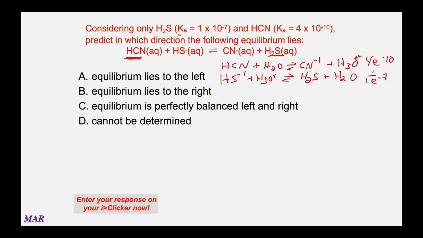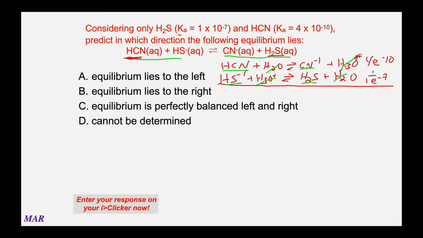All right, pretty funky. At this point, you could combine equilibria. For example, the hydroniums will cancel, the waters will cancel, and what's left is HCN and HS minus as reactants, and cyanide and H2S as the products, and that's what we want. And then to figure out K here, you'd get 4E minus 10 times 1 over 1 times 10 to the minus 7th. That would give you an equilibrium constant. I think you're going to see that it's reactant favored, which means shift to the left. That would probably be the ultimate way to do this problem.